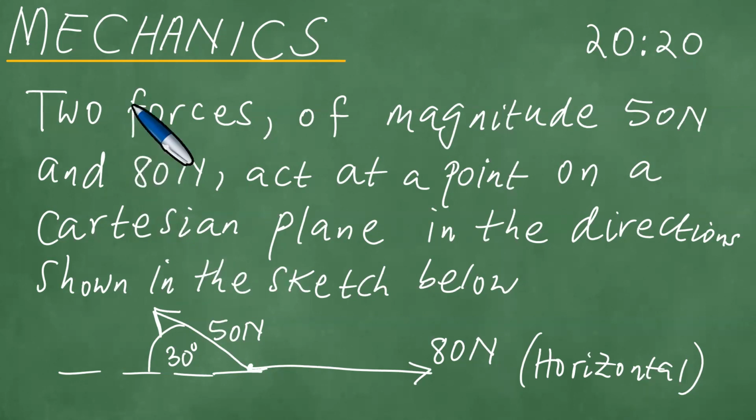But we are dealing with mechanics and we're looking at two forces of magnitude 50 and 80 newtons, as shown below, acting at a point on a Cartesian plane in the directions shown in the sketch below. Once again, the 80 newton force acts on the horizontal, and we can clearly see the 50 newton force acts at an angle of 30 degrees to the horizontal. And we continue.